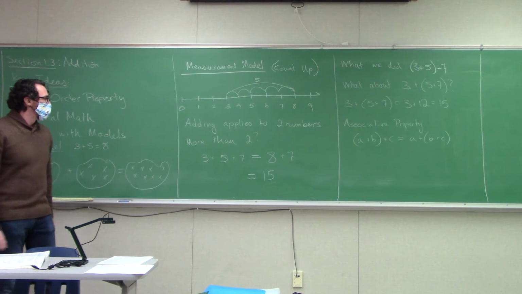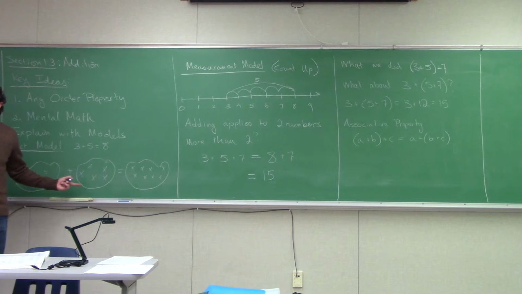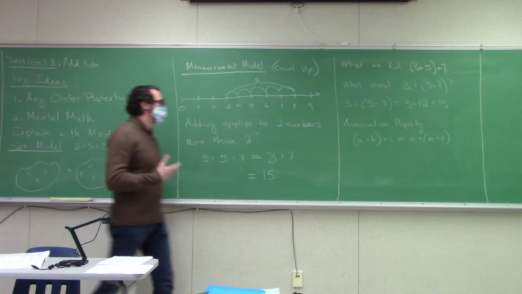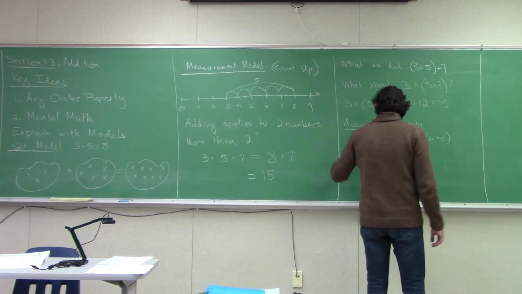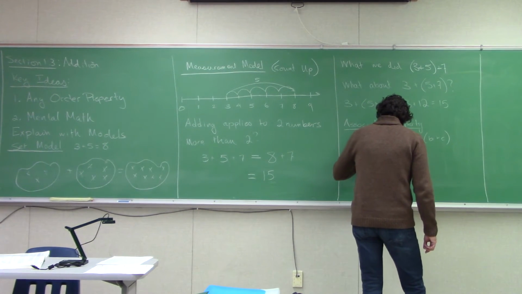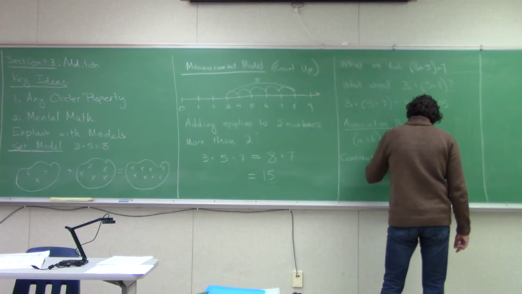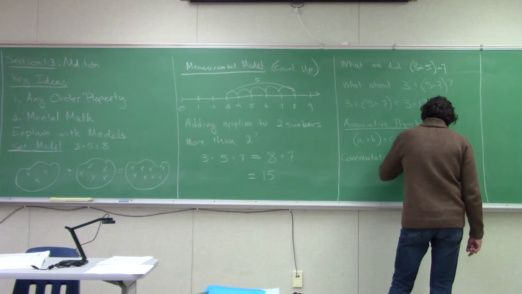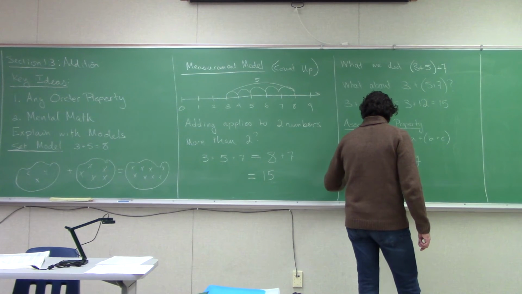If I were to say, okay, any order, and I just gave you this problem, well, 3 plus 5 is 8. If I do 5 plus 3, I should also get 8. The set model makes that pretty clear, right? You don't have to start with 3 and then add the 5 to get 8. You could also start with the 5, 6, 7, 8. Either way, you end up with 8. That's called the commutative property of addition.